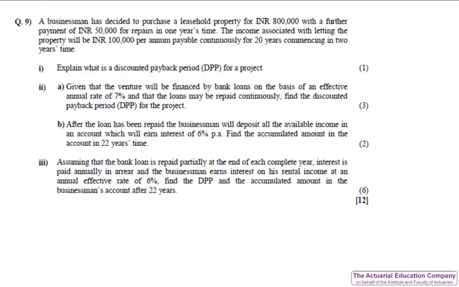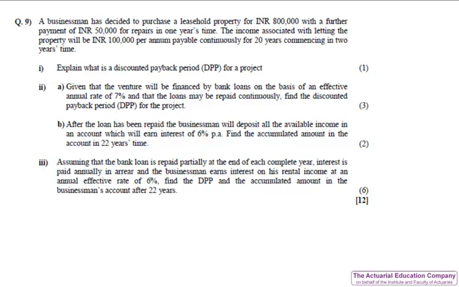Question 9 tests project appraisal from Chapter 10 of the notes, which makes it now the third question on this chapter, and a total of 26 marks on this chapter. Clearly this examiner's favourite. Part 1 is a bookwork question, where we simply have to explain what the DPP is. Part 2a is to calculate the DPP at a rate of interest of 7%.